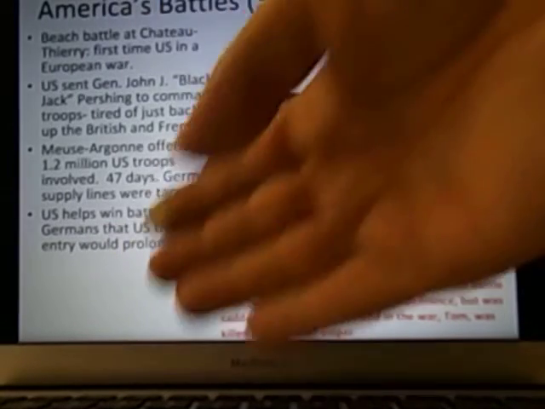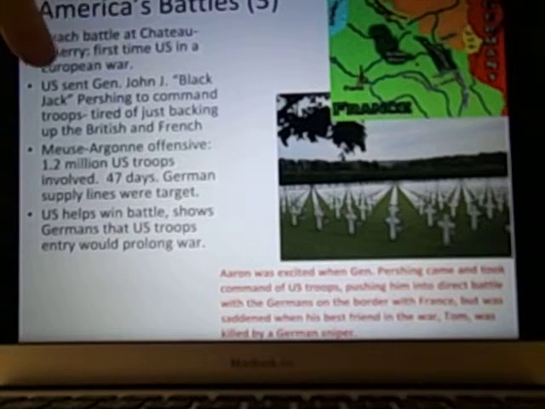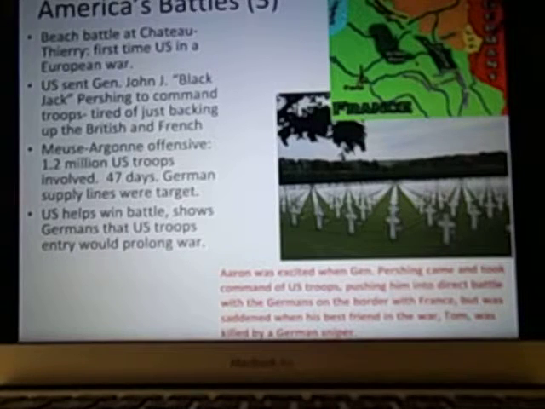These are battles in the regions. They don't talk about these much. The U.S. didn't participate in many battles, but eventually it did. This battle at Château-Thierry in France was the first time that the U.S. ever fought a war on European soil instead of Europe fighting in America. The U.S. did help the British and the French win the war, but it was really late in the war.